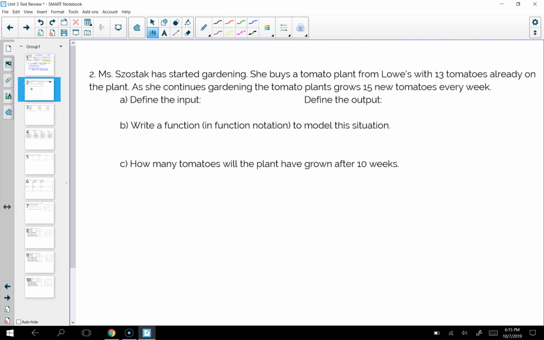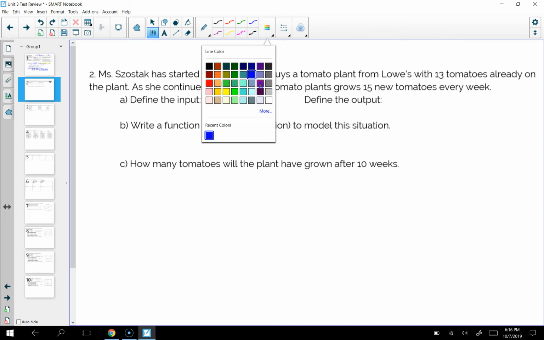Miss Stalsack has started gardening. She buys a tomato plant from Lowe's with 13 tomatoes already on the plant. She continues gardening the tomato plants. As she continues gardening, the tomato plant grows 15 new tomatoes every week. Okay. Define the input and the output.